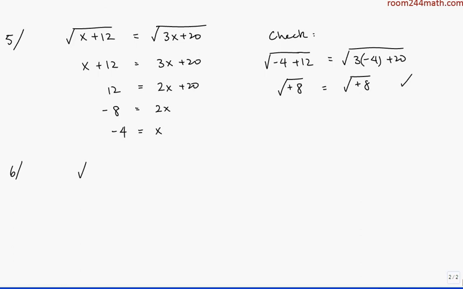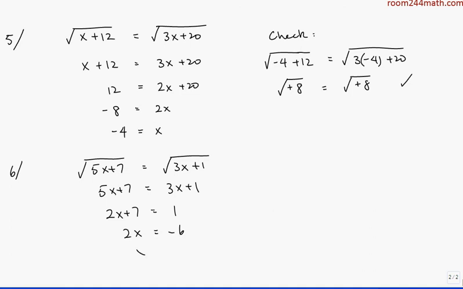Let's do another one though. What if we have root of 5x plus 7 and root of 3x plus 1. So now if I square both sides, I get 5x plus 7 equal to 3x plus 1. I'll subtract 3x from both sides. I'll subtract 7 from both sides, and I get x equal to negative 3, not negative 2, negative 3.